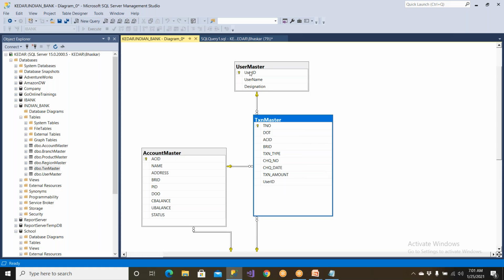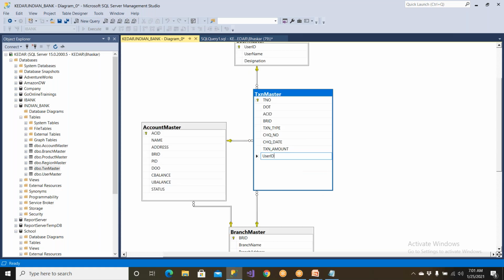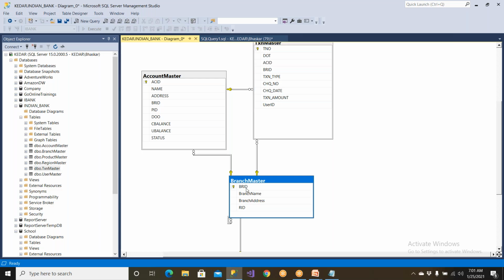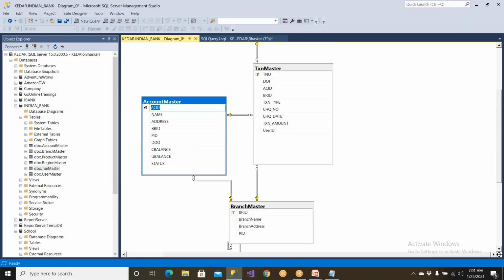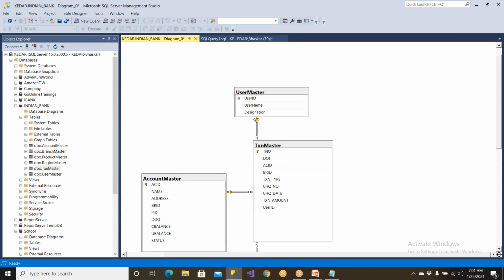So this user ID is a foreign key here. Then this branch ID is a primary key. Again, branch ID is a foreign key there. Again, this branch ID is a primary key there. This branch ID is a foreign key there. And this account ID is a primary key. This account ID is a foreign key there. So this is a foreign key symbol, right? This is a primary key symbol, right? So this is a primary key symbol and this is a foreign key symbol.